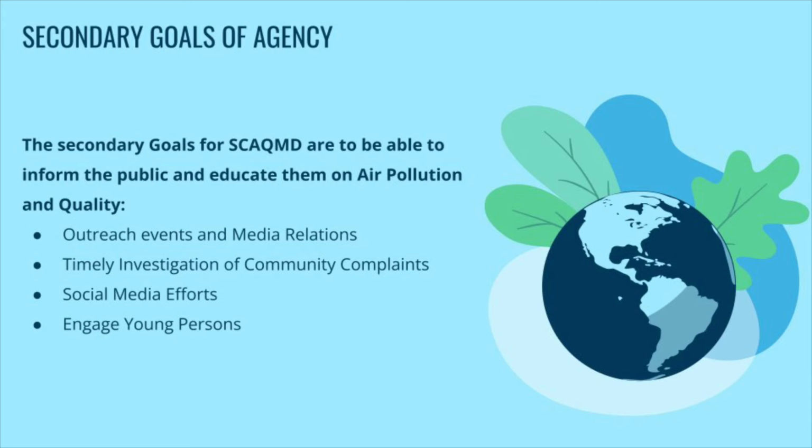Along with the primary goals, there are some secondary goals that this agency upholds, and that's to be able to inform the public and educate them on air pollution and air quality. Some of these goals are outreach events and media relations, timely investigations of the community and their complaints, and social media efforts to make sure that they educate the community, along with engaging young persons because they are the future, and so engaging with them would help.